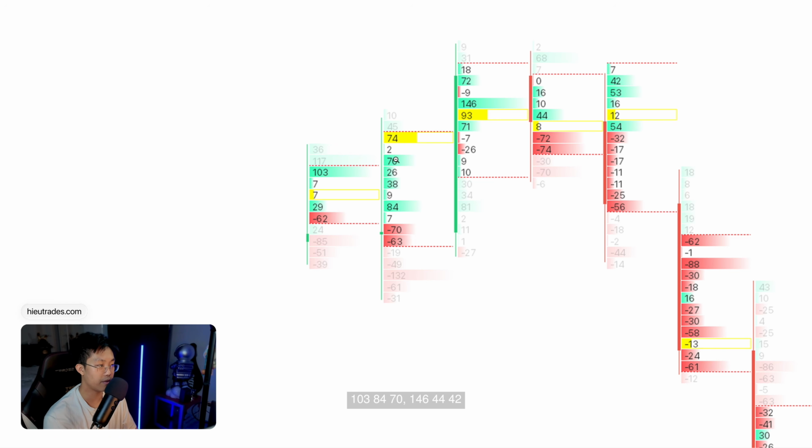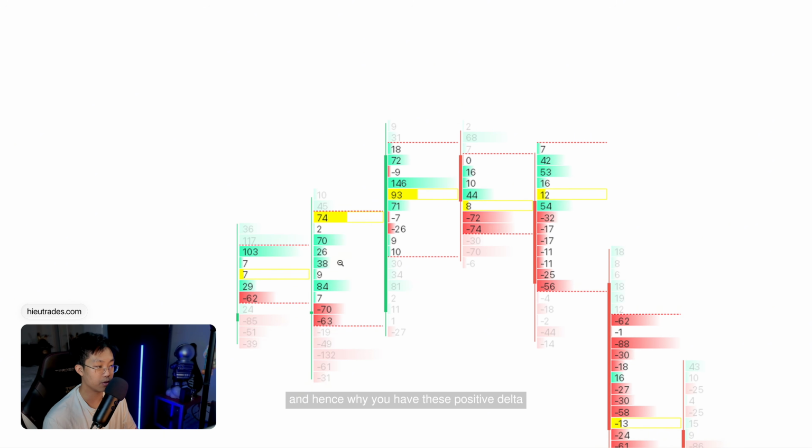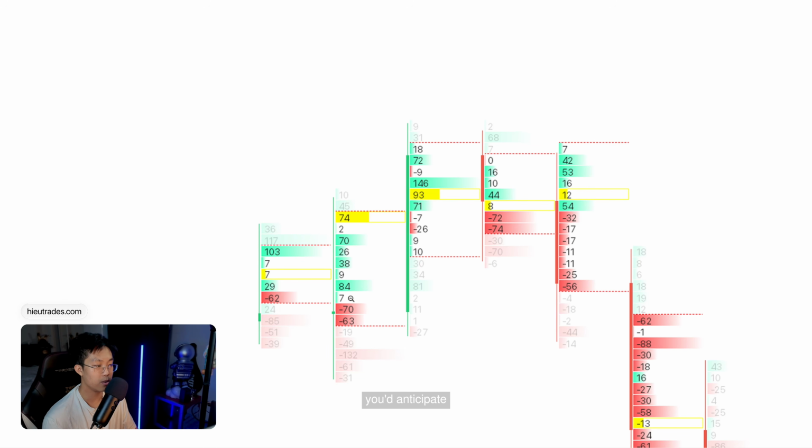103, 84, 70, 146, 44, 42. It's clear that aggressive buyers are constantly in control at these levels. They are overwhelming aggressive sellers, and hence why you have these positive delta. But price is not moving higher. You'd anticipate for all of these aggressive buyers to get rewarded, but look at how the candle closes.